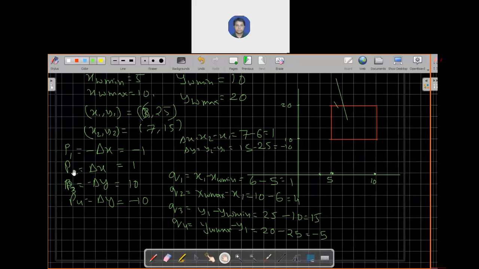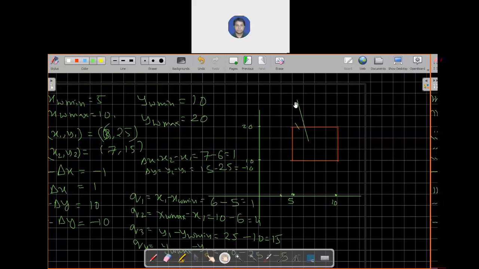For p2 and p3, the right boundary: if you extend this line, you can see for this right boundary it is exiting. Let me draw and show you. If you extend this line this way, as you can see, for this right boundary it is exiting, and for this left boundary it is entering, and for the bottom boundary it is exiting, and for the top boundary it is entering. Okay, so this is the meaning of the minus and plus values of p.